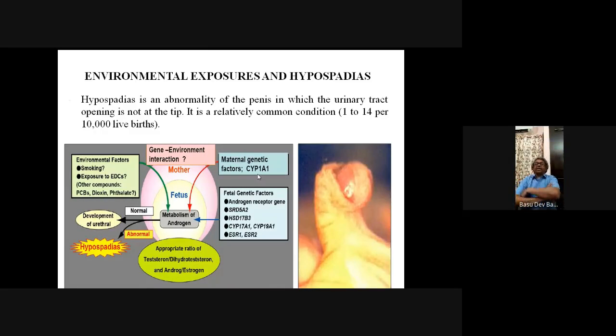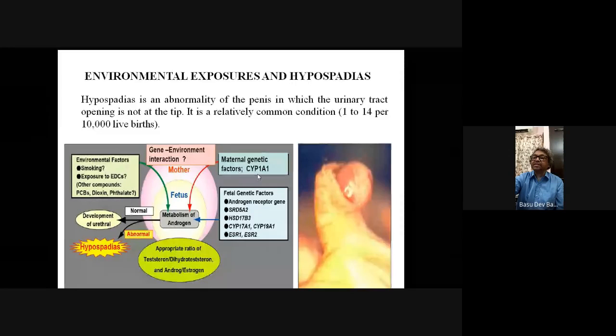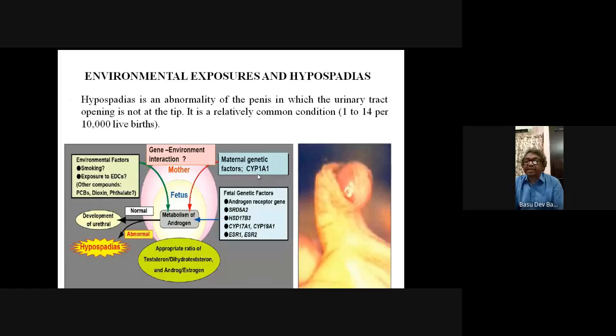What do you find? The urinary opening is on the side instead of the tip of the penis. So they have found this in certain ethnic populations, and they find that it is due to a genetic defect. But next slide, Vivek.